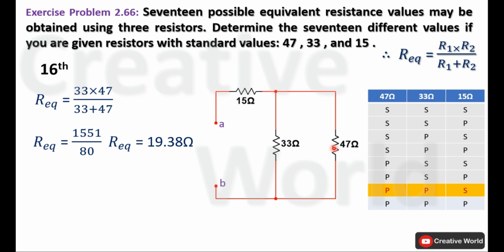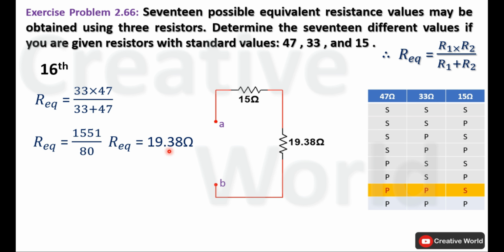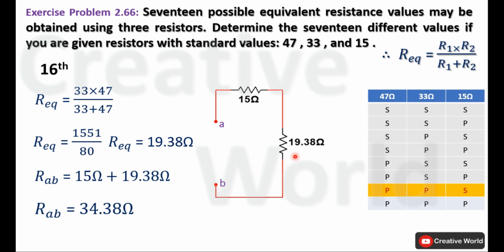Now we will replace these two resistances with their equivalent resistance of 19.38 ohm. Circuit is converted into a simple series network. Find the equivalent resistance RAB by adding these two resistances together. Sum of 15 ohm and 19.38 ohm will be 34.38 ohm. Move to the last configuration.